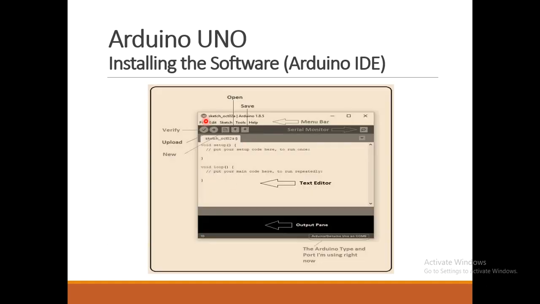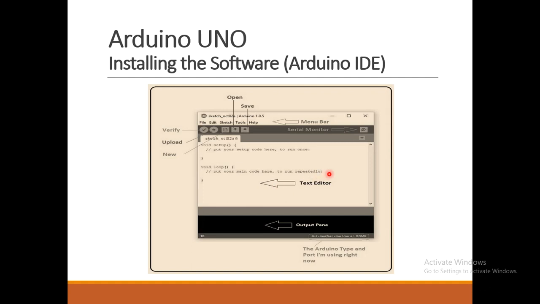So this is the menu of the IDE. The first one is verify. This part is verifying the code. Then the second one is upload. If you want to go to a new file, you can click on this one. And this is open. And the last one is save. This is the menu bar of the IDE.